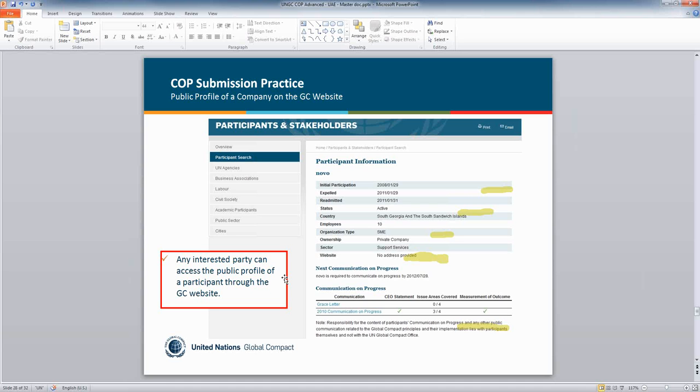So that's why it is so important that you guys, when you submit your report, make sure it has complete, accurate information, because stakeholders are actually looking at this data. They are downloading the reports, taking a look, and making decisions based on this data.